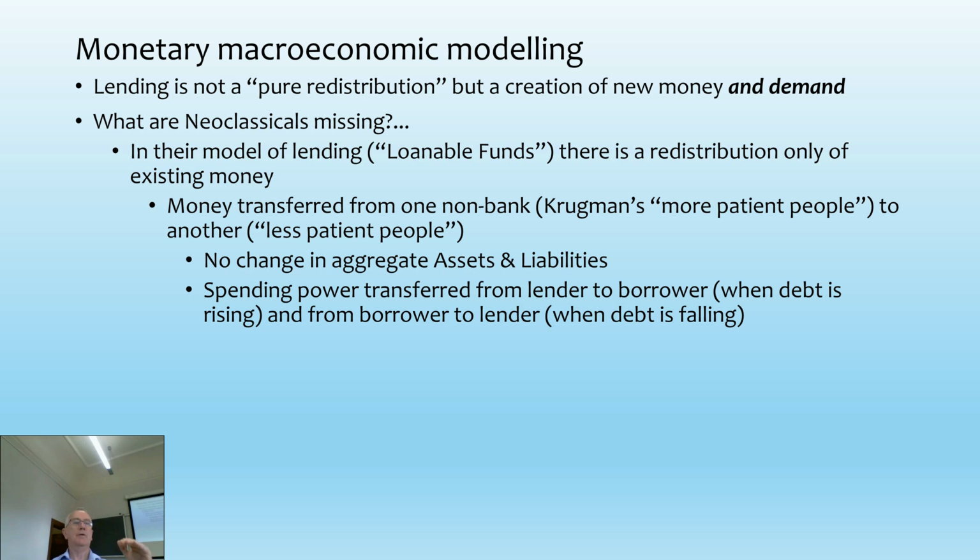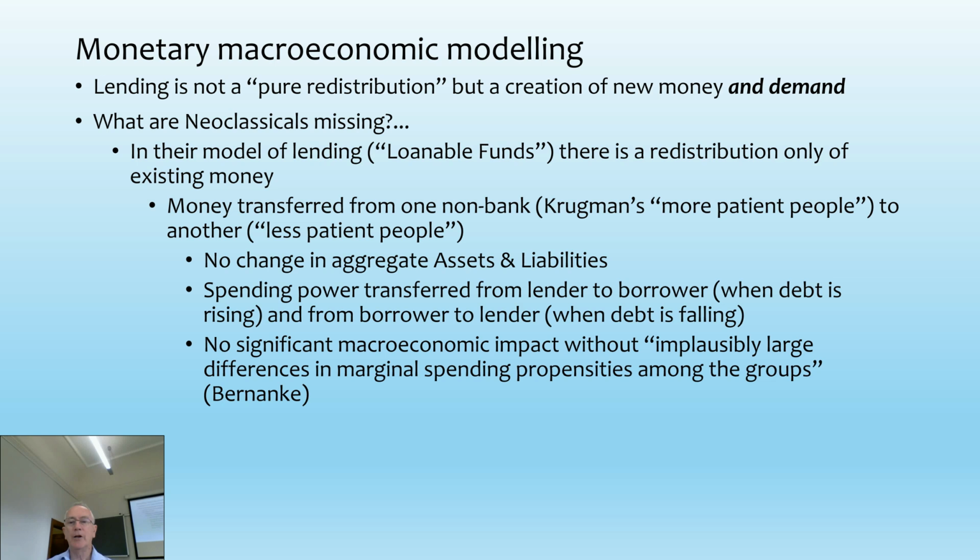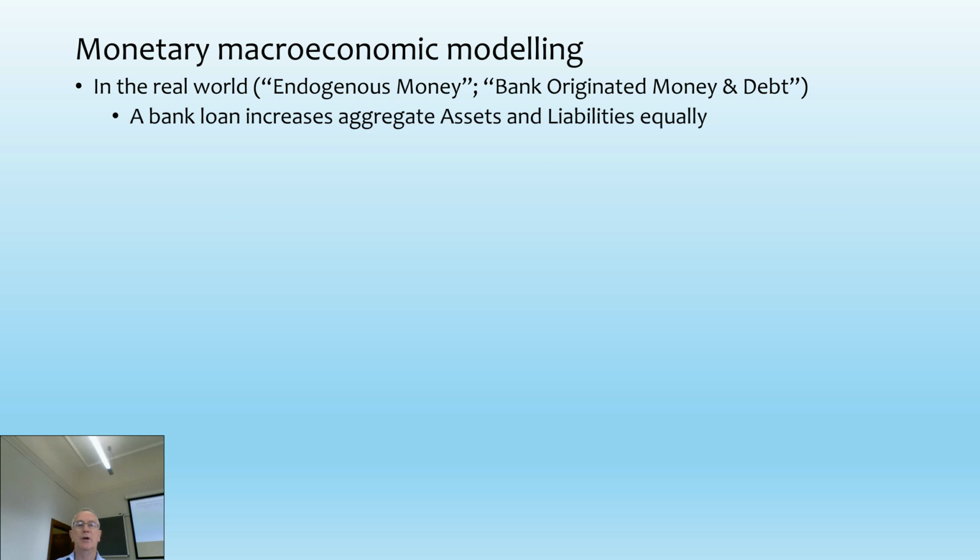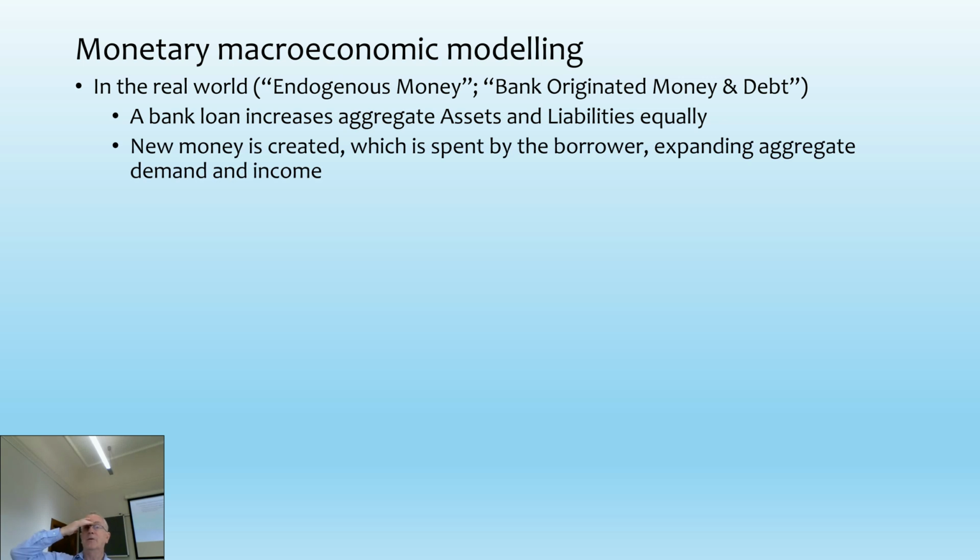And therefore, you can have huge changes in the level of debt in their model and no real impact on the real economy, unless there are huge differences in the spending power of the groups that are borrowing and lending, which is Bernanke's point. In the real world, a bank loan increases both assets and liabilities equally. That's what they're missing. They say that because somebody's asset is somebody else's liability, money has no aggregate effect. They're leaving out that assets and liabilities can rise and fall in tandem. They're not even looking at the money creation process. But when you create new money, it's spent by the borrower and it expands aggregate demand.